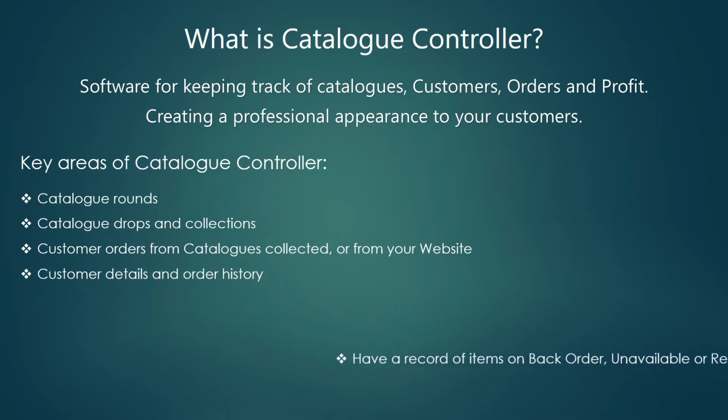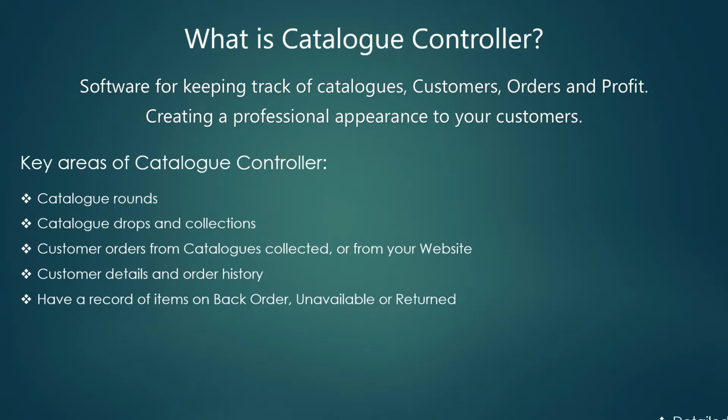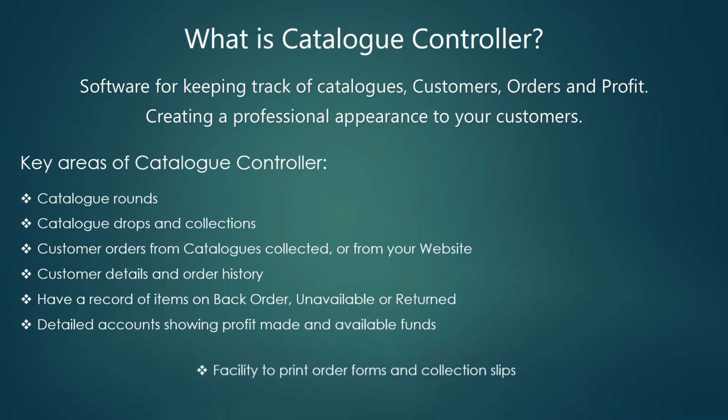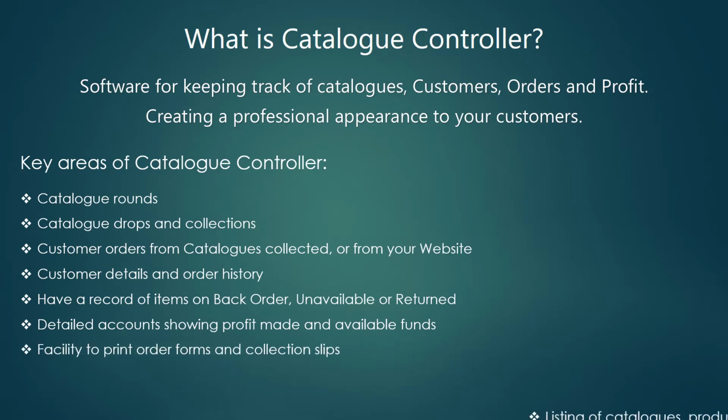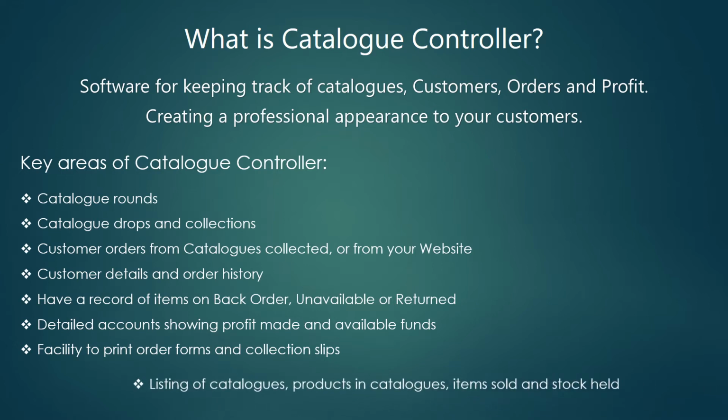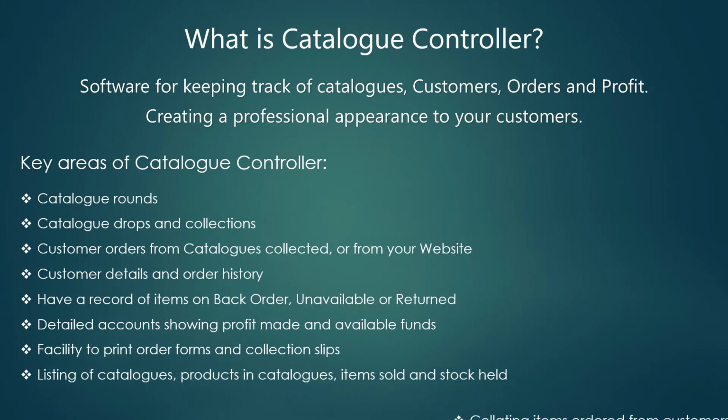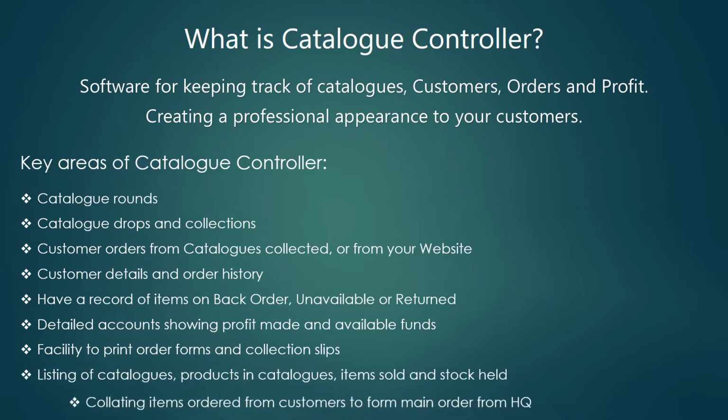To have a record of items on backorder, unavailable items or returned items. Detailed accounts showing profit made and available funds. Facility to print order forms and collection slips. Listing of catalogues, products in catalogues, items sold and stock held.